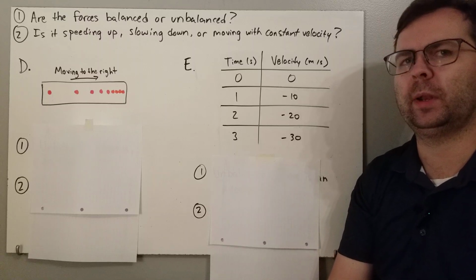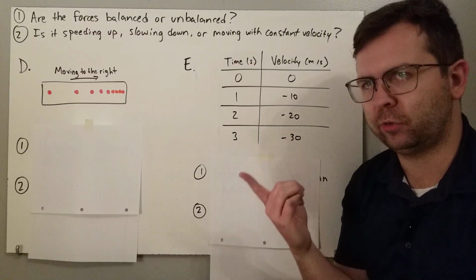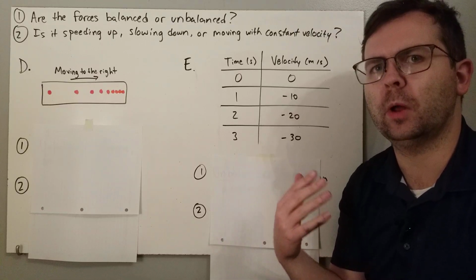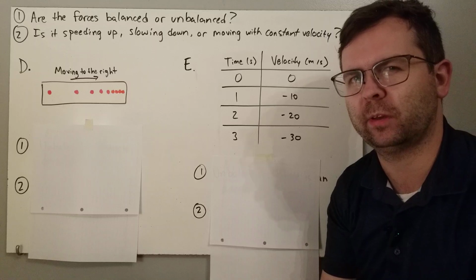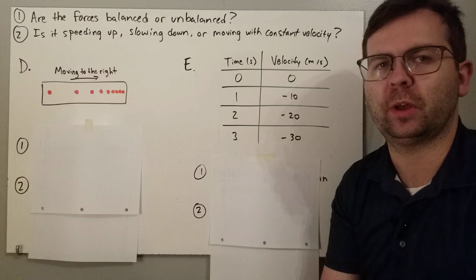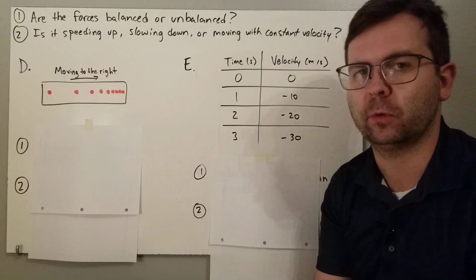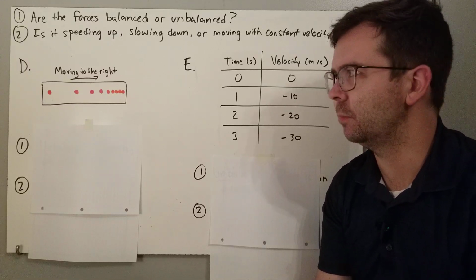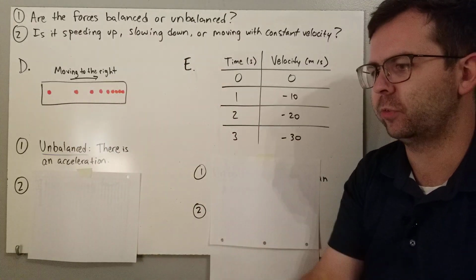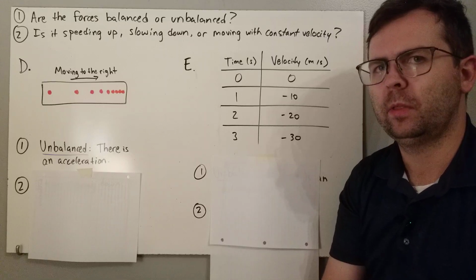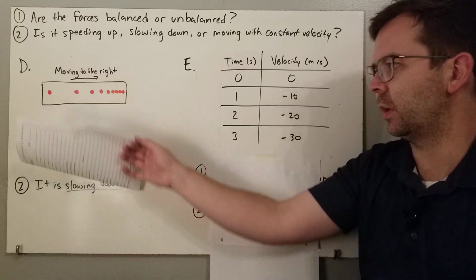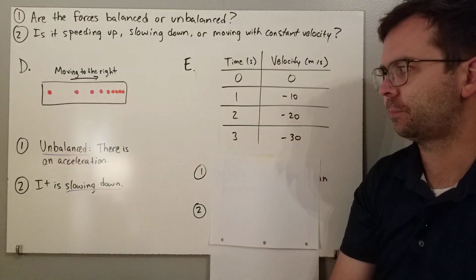Now, if it appears to be slowing down, then that must mean there is an acceleration, right? And if there's an acceleration, that must also mean that there's an unbalanced force. Objects don't naturally accelerate. They need a net force. They need an unbalanced force acting. So that helps us answer the first question. Are the forces balanced or unbalanced? Well, if it's slowing down, that must mean that the forces are unbalanced. There is an acceleration present here, and that means that the forces are unbalanced. There is a net force. We already answered the second question. It is slowing down.